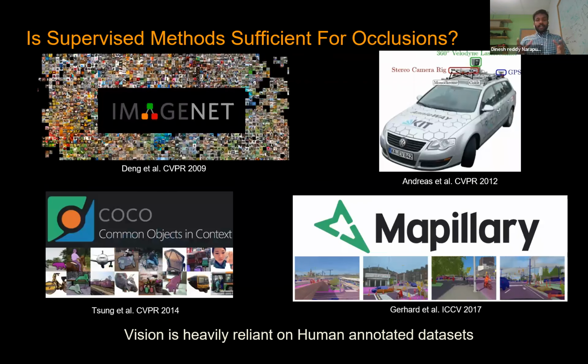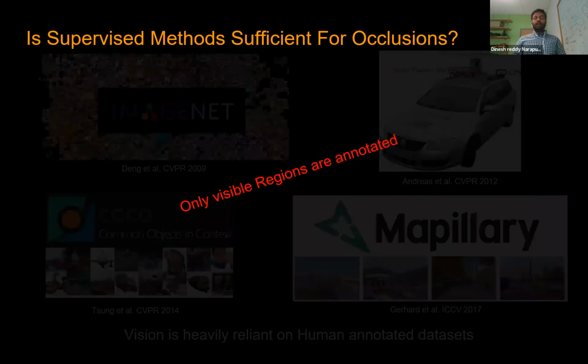So current vision algorithms are very reliant on widely available human annotated datasets. All the way from ImageNet to the recently introduced Mapillary datasets have helped improve accuracy in different problems like detection and segmentation. Even 3D reconstruction and pose estimation show very high results, but all of these have only annotated the visible regions, which we can see in the image.